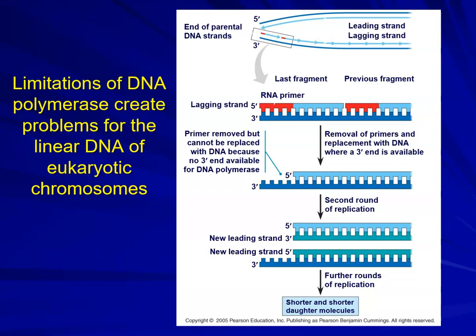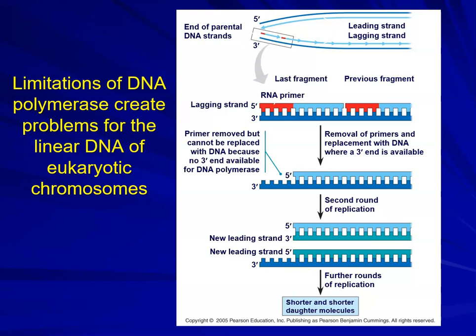3' end. So if you look at this illustration here, when the primers are removed and replaced with the DNA nucleotides, that can only be done on the 3' end. So where you have this 5' section here, that primer isn't actually ever replaced where the RNA primer was with DNA nucleotides. So every round, this will happen until those daughter molecules are shorter and shorter.